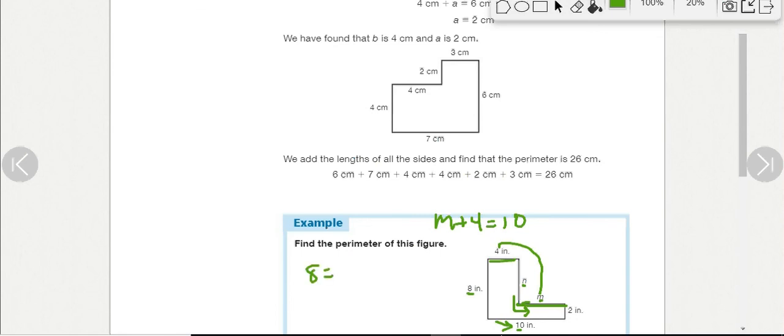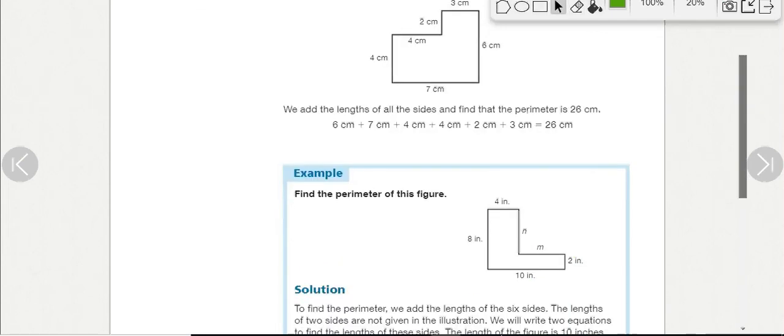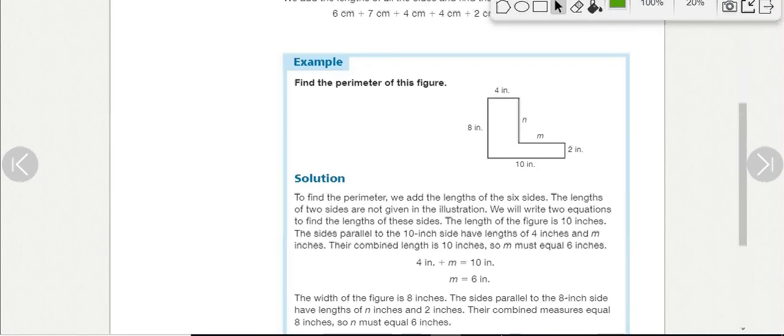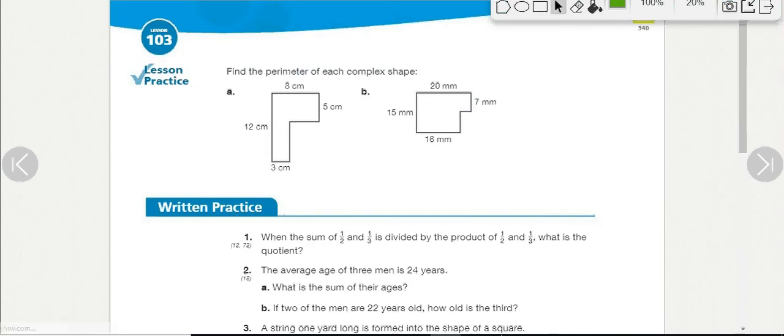8 is the same as N plus what? Plus 2, right? So quick missing number problems. N is 6. M is 6. They're both 6. And then if it asks us what's the perimeter, how would I solve? If these are 6, how would I solve? 10 plus 2 plus my 2 6s plus 4 plus 8. Distance around total, even though it's a concave figure, no worries.